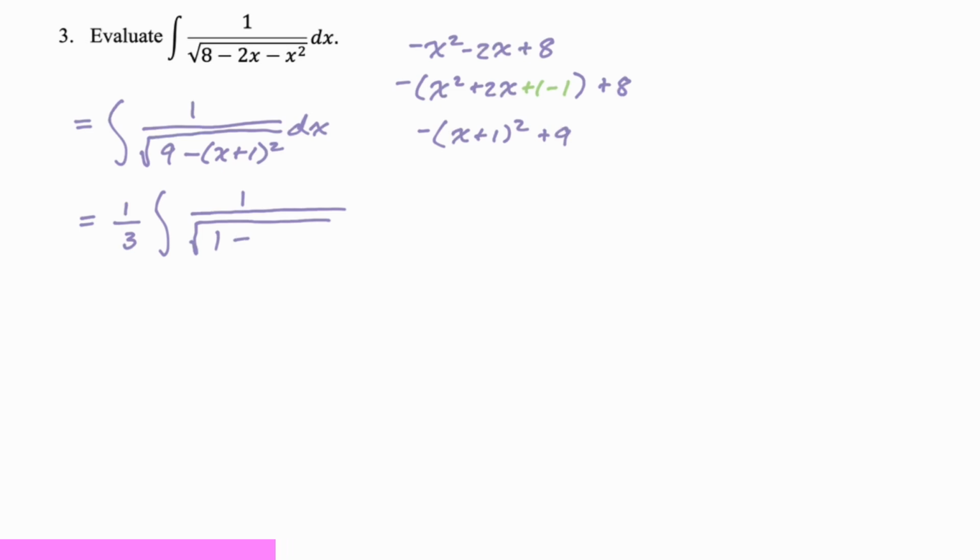Now what I've done is I have the quantity x plus 1 squared divided by 9, but those are both perfect squares, so I'm just going to make it x plus 1 over 3, the whole quantity squared. Save myself a little work. Now you can do your u substitution with u equal to x plus 1 over 3. There should be a 1/3 in the numerator, so a 3 on the outside, and then 3 and 1/3 cancel out. Perfect integral, perfectly arcsine of u. So this will be arcsine of u, in this case x plus 1 over 3.